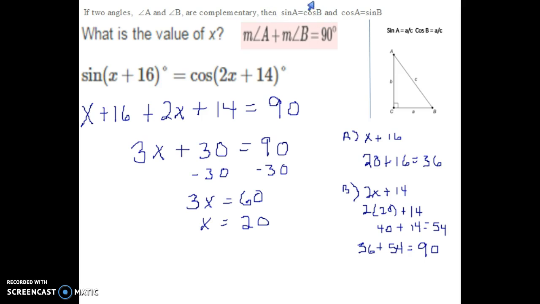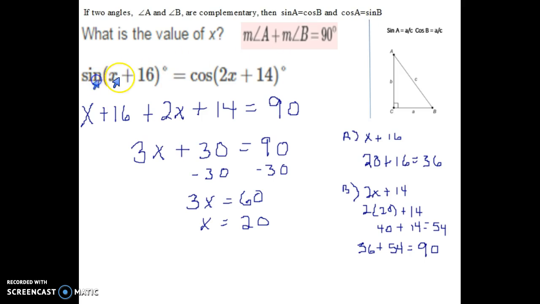So we also know with our ratios that the sine of A is opposite over hypotenuse, A over C. That also equals the cosine of B. So the cosine of B is adjacent over hypotenuse, which is A over C. So the sine of A is equal to the cosine of B, as well as the cosine of A is equal to the sine of B because the angles are complementary.